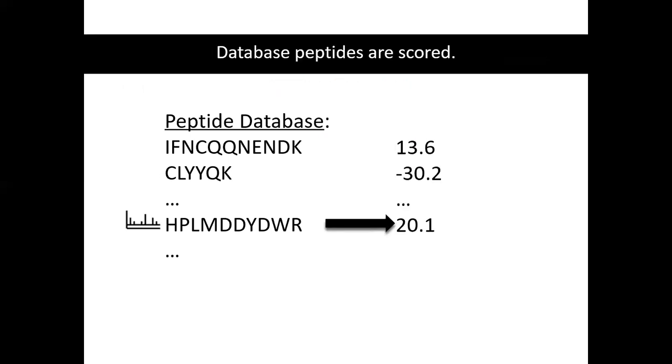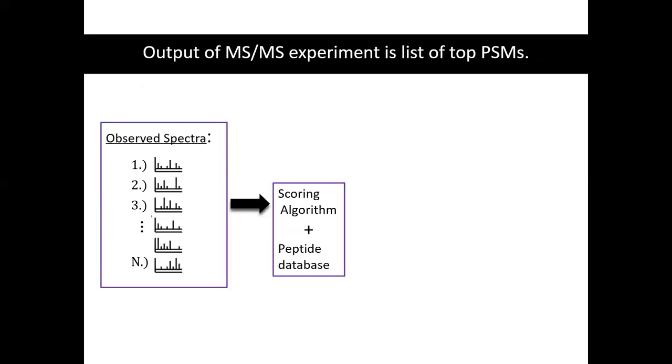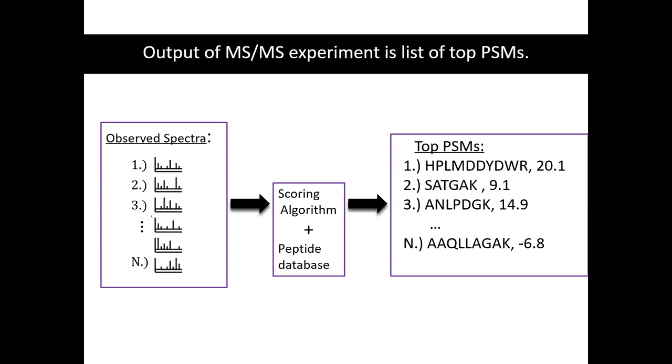Continuing in this manner, we score other peptides in the database. We then rank these peptides based on score and output the top ranking such PSM. Now, we did this to identify a single observed spectrum. We repeat this process to obtain a list of top PSMs, one for each observed spectrum in our entire collection. The most difficult aspect of this entire process is designing an accurate scoring algorithm.